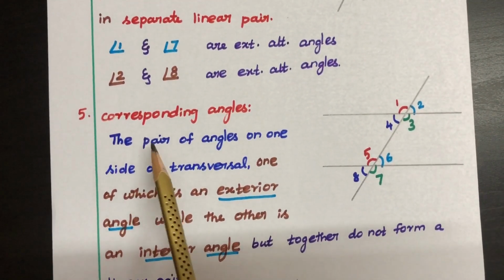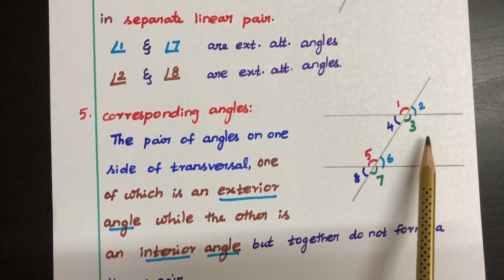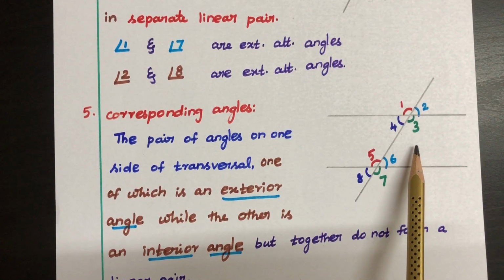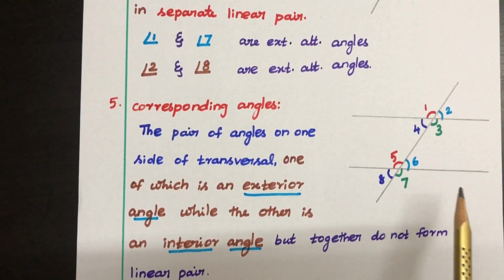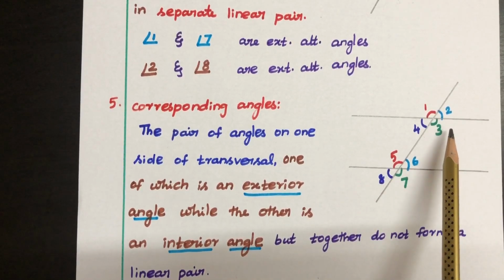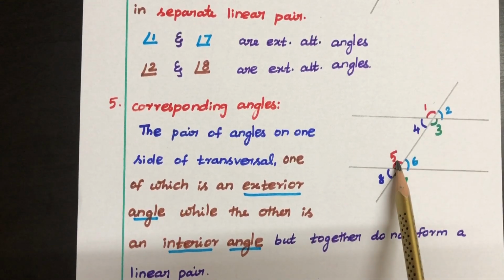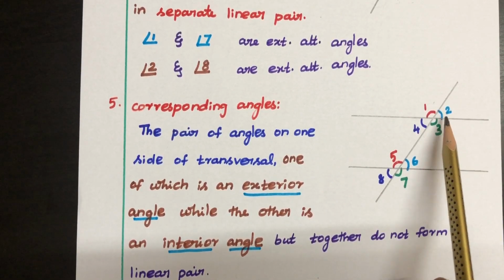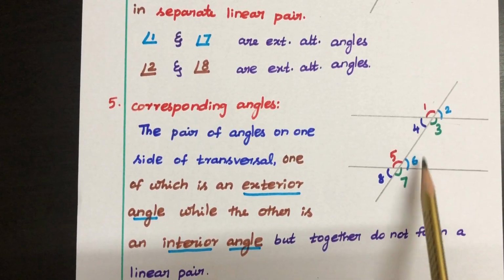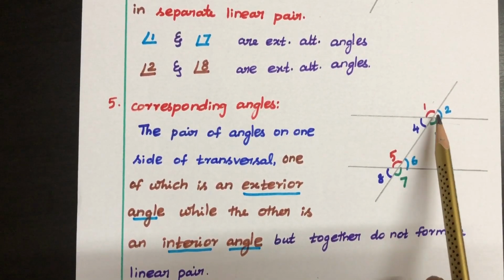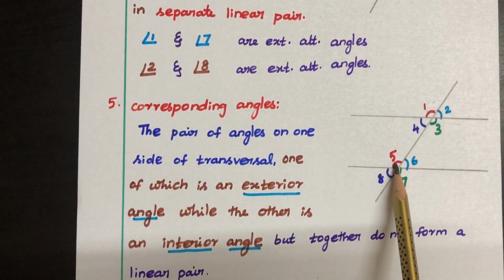Next, corresponding angles. The pair of angles on one side of transversal, one of which is an exterior angle while the other is an interior angle, but together do not form a linear pair. See here, here also I have used different colors to make you understand clearly. See, 1 and 5. The pair of angles on one side of the transversal, only same side. Alternate angles we have seen on different side, right? Opposite side. But corresponding means one exterior and one interior.